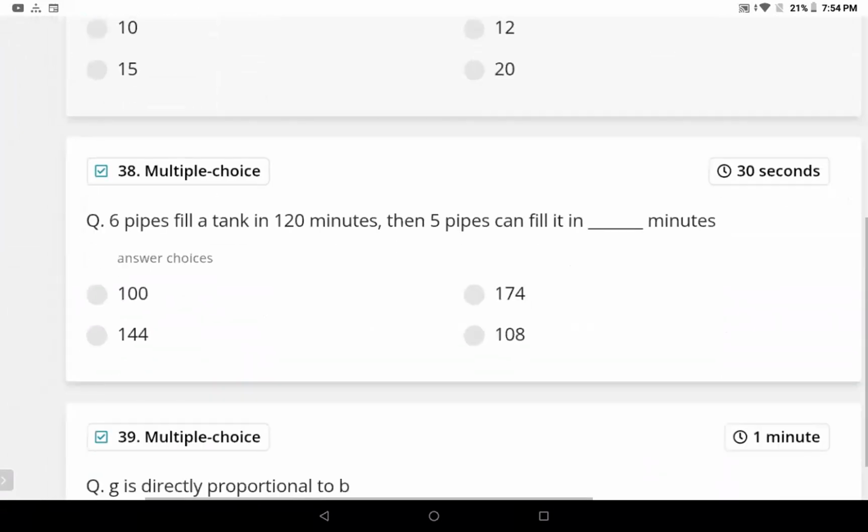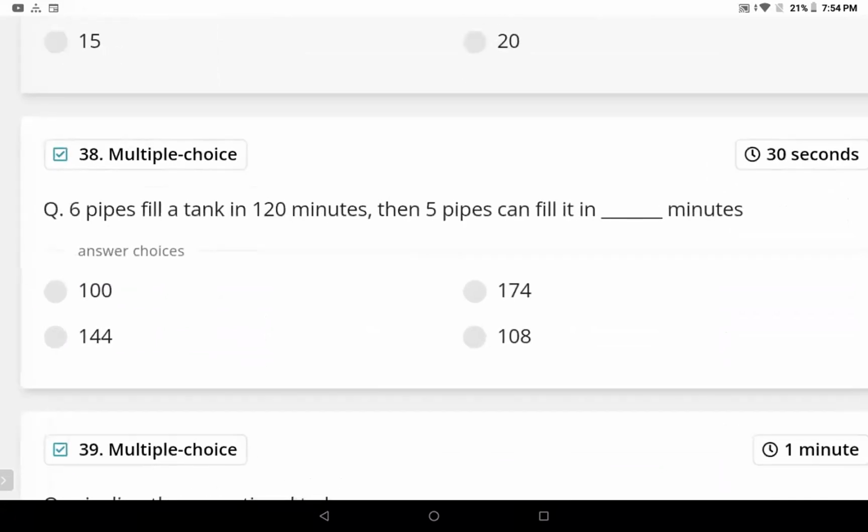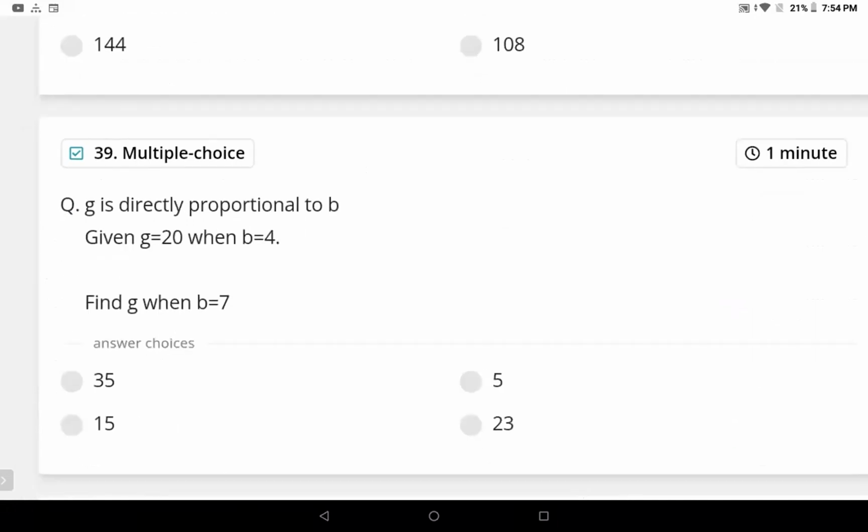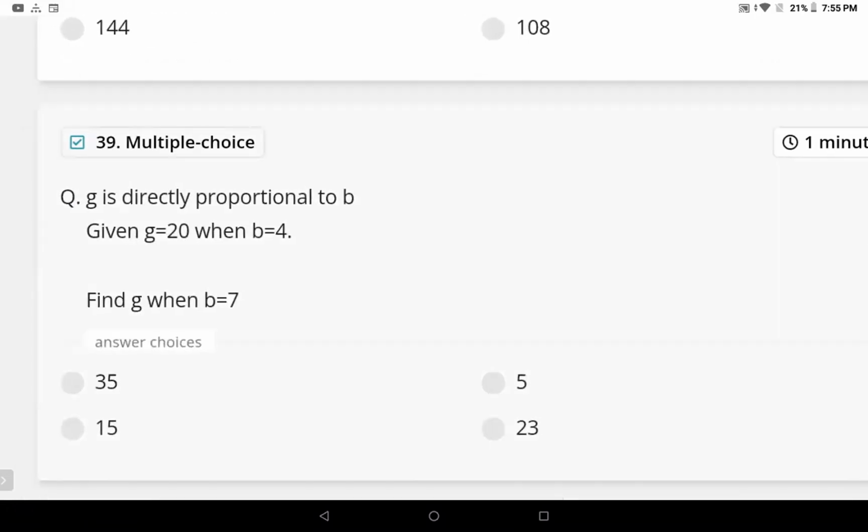Next one, 6 pipes can fill a tank in 120 minutes. Is it direct or indirect? Read the question. 6 pipes, 120 minutes. 5 pipes can fill it in how many minutes? So it is indirect, right, ma'am? Yes, ma'am. Indirect means multiplication: 6 into 120 by 5. So 144. Right.